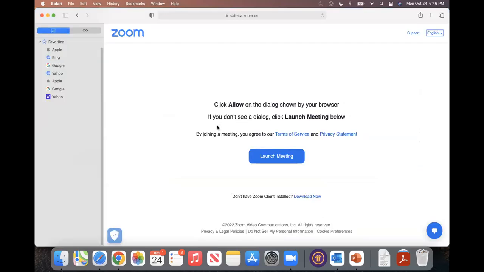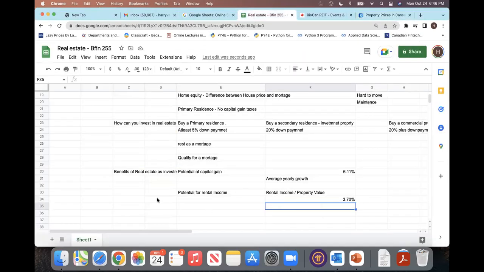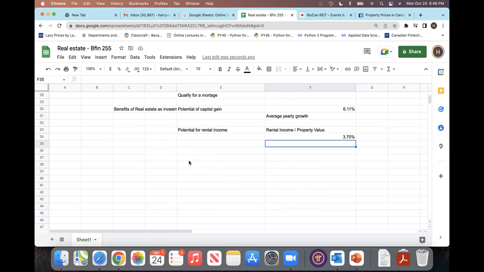Questions? Any questions about how you benefit? Potential of growth and potential of rents.